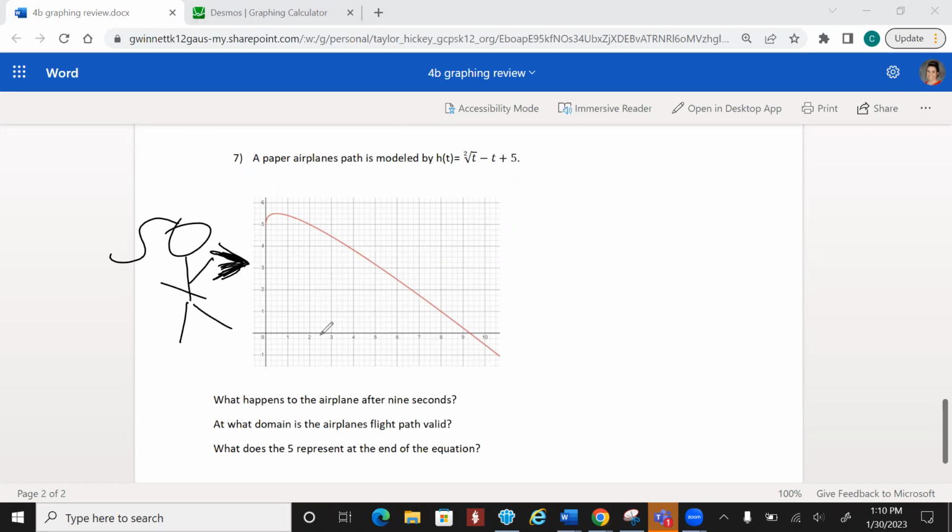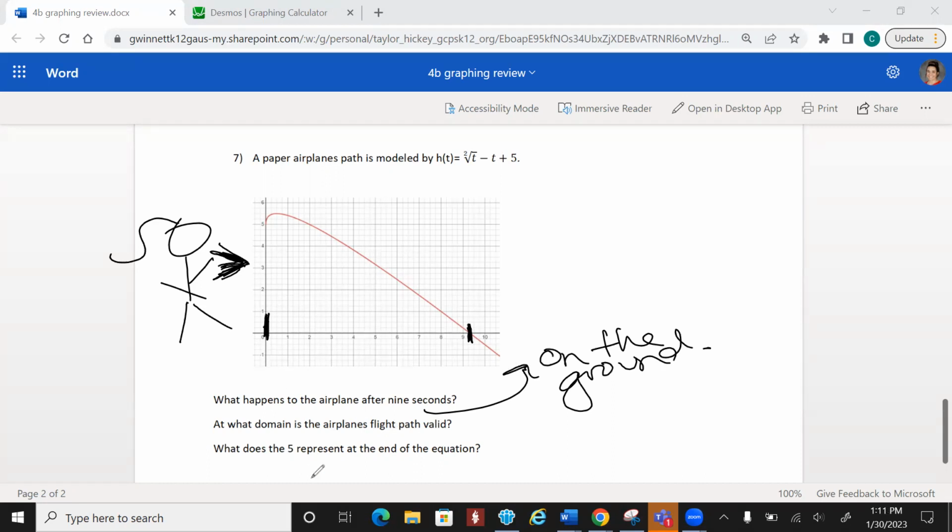Okay, so what happens to the airplane after 9 seconds? It hits the ground. So the paper airplane is on the ground. It's chilling. At what domain is the airplane's flight path valid? Let's talk about the word valid. What does valid mean? It's good when it's fair, when it's the truth, right? When it's actually in the air, when it's positive, when it's not negative, right?